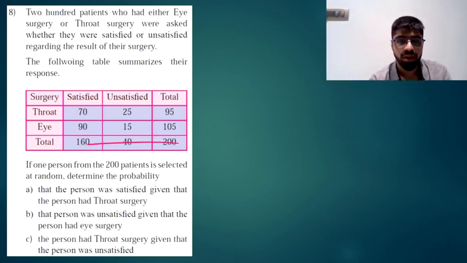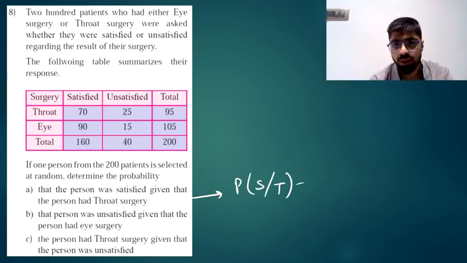Now out of that 200, the total number of satisfied people is 160 and the total number of unsatisfied people is 40. If one person from the 200 patients is selected at random, determine the probability that the person was satisfied given that he had a throat surgery. These are the typical conditional probability problems. So we have to find the probability that the person was satisfied given that he had a throat surgery.